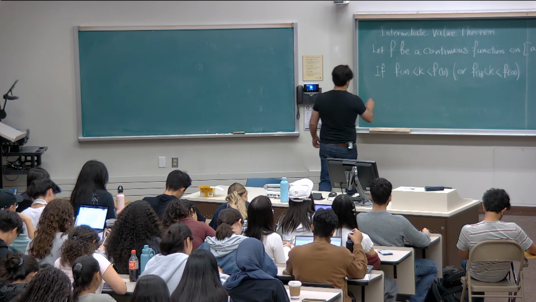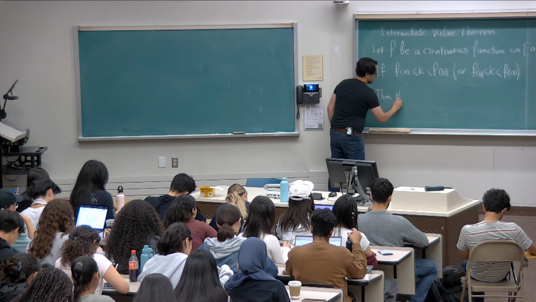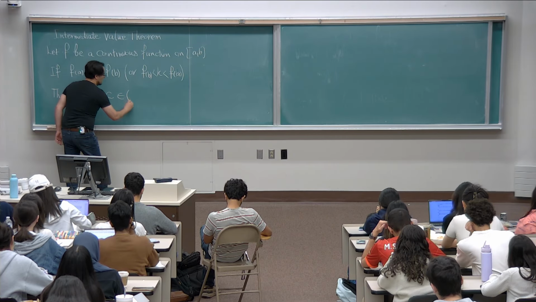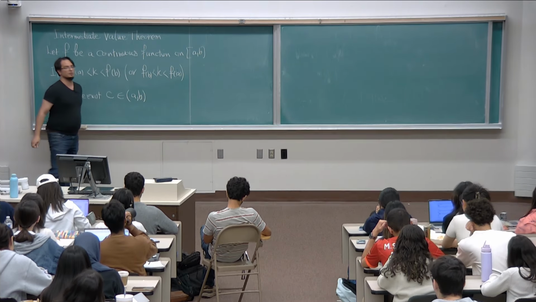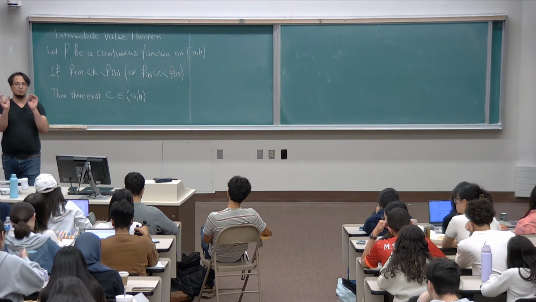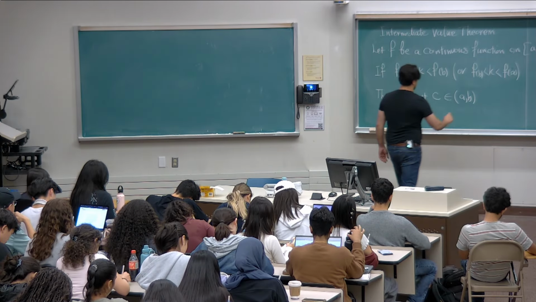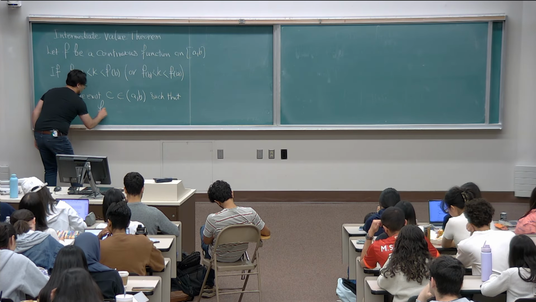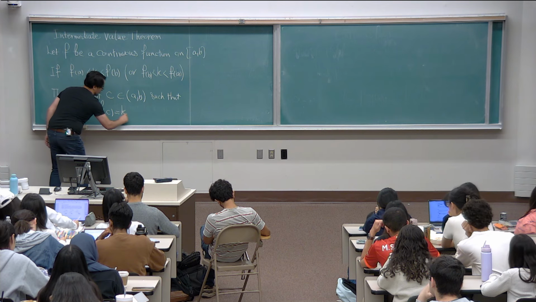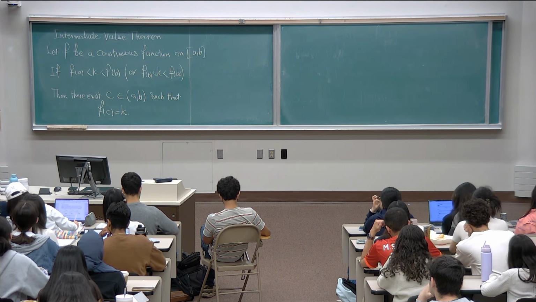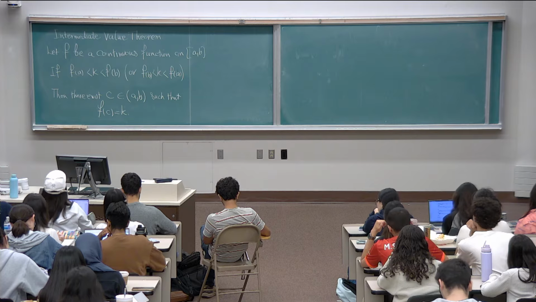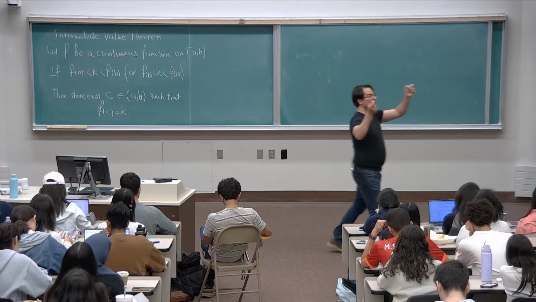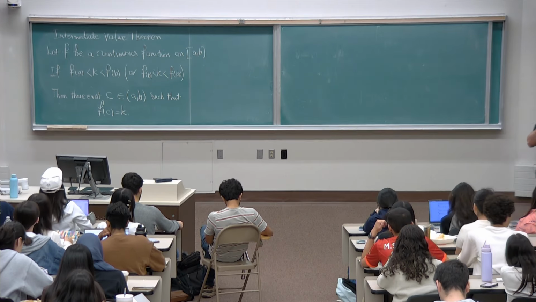Then there exists a point c in the open interval (a, b). There is a point between a and b such that f(c) is equal to that number k. So any value between the two end values of the function will be achieved by our function.